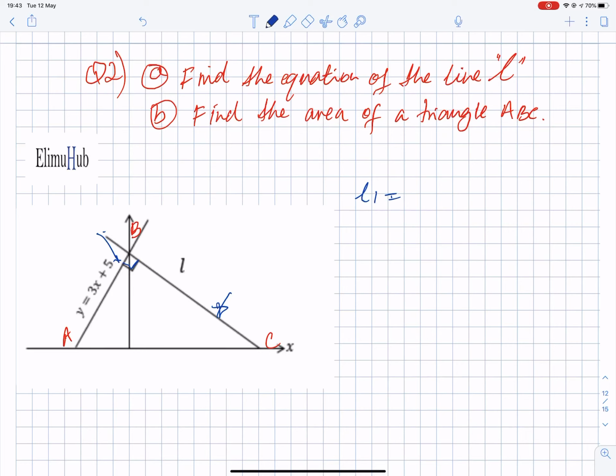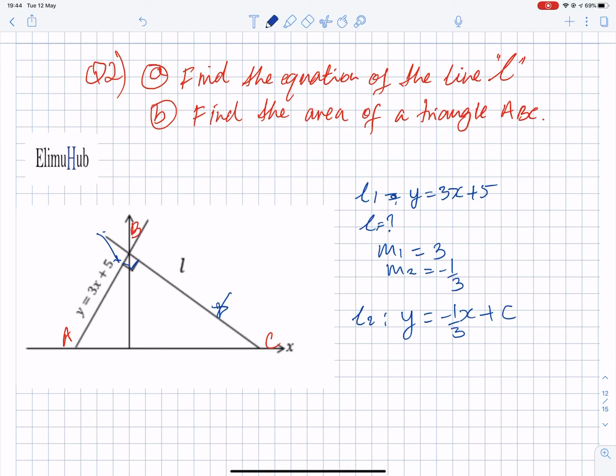L1 is given: y equals 3x plus 5, and L2 we don't know. What do we know about perpendicular lines? Well, their gradients are negative reciprocals of one another. From L1, m1 equals 3, which means m2 is going to be negative 1 over 3. So L2 is going to be something like this: y equals negative 1 over 3 x plus c.